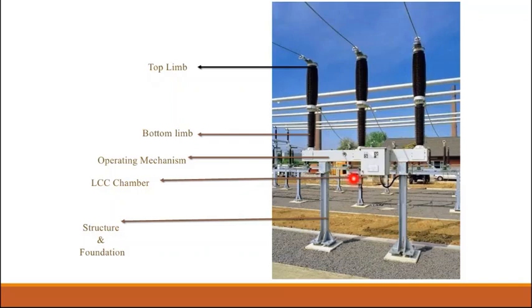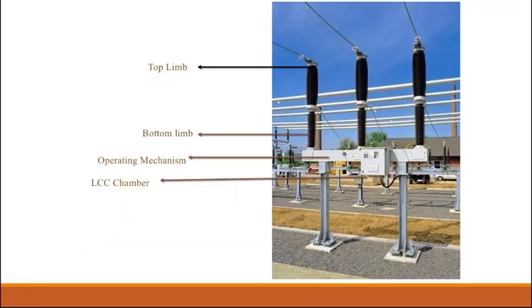What will happen when there is a closing command extended from the control panel? The command will come to this LCC chamber. Here there is a total mechanism available, and this mechanism will make and break this breaker. All three poles are connected to the common rod. From this, either it will be closed or it will be tripped. In detail we will see further, and these are the structure and foundation. This is all about the basics of the circuit breaker.